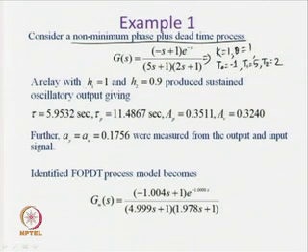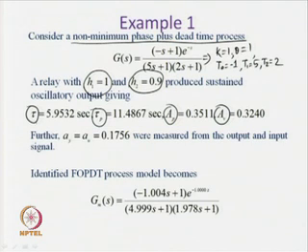Now, a relay with H 1 equal to 1 and H 2 equal to 0.5 is employed to induce limit cycle output, and from the limit cycle output, measurements such as tau, tau p, A p and A v are made. Those values are shown over here. Tau equal to 5.9532 seconds, tau p equal to 11.4867 seconds, A p equal to 0.3511, A v equal to 0.3240. Further, the areas of the output signal and input signal are found to be A y is equal to A u is equal to 0.1756.